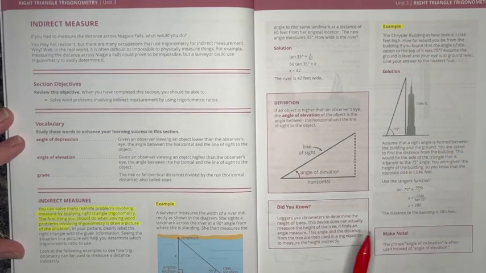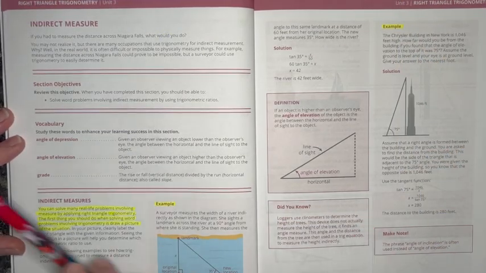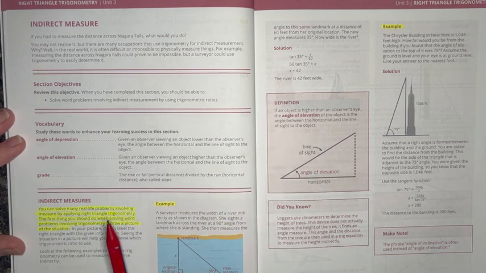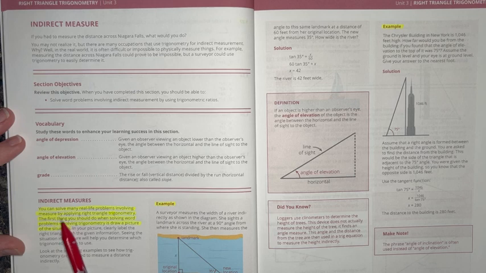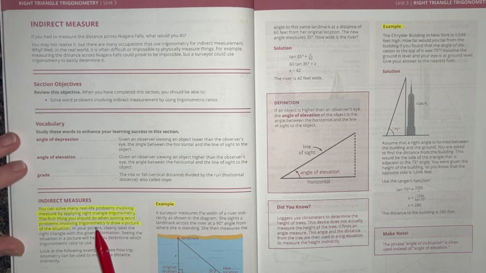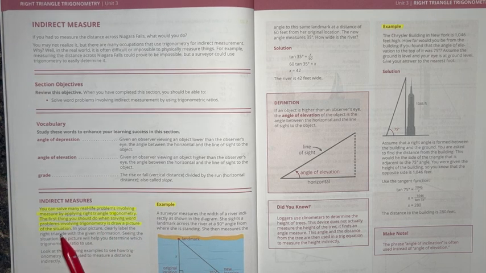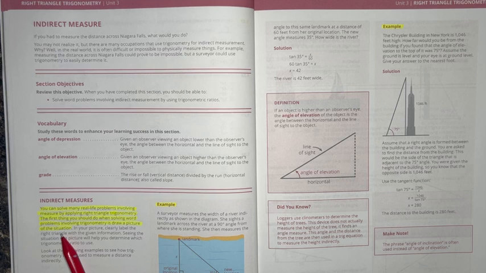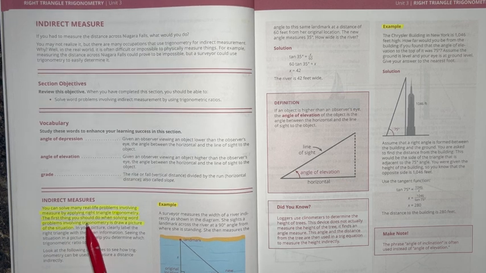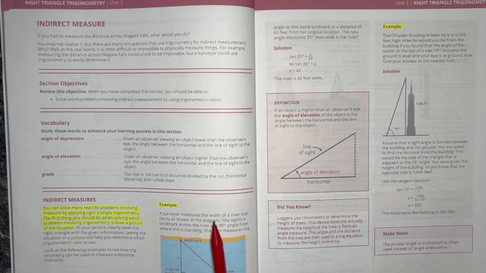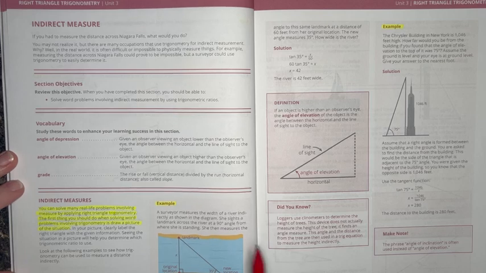The last part of section 1 begins on page 18. And again, we're talking about indirect measures. It says you can solve many real-life problems involving measure by applying right-angle trigonometry. The first thing you should do when solving word problems involving trigonometry is to draw a picture of the situation. Normally, I wouldn't probably have read that, but I am a big advocate for drawing a picture of what's happening, okay? So, example here on page 18.